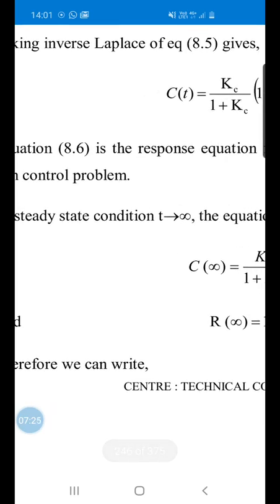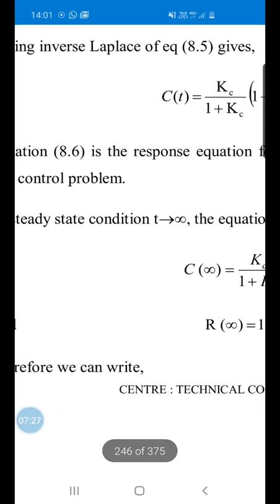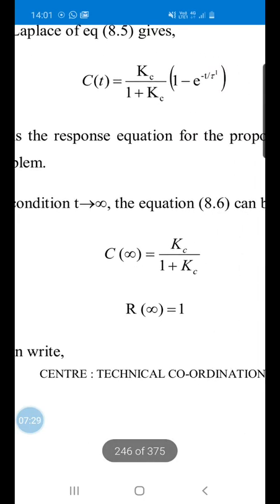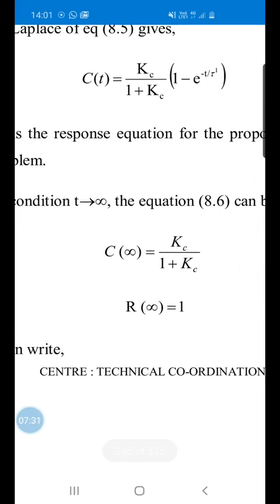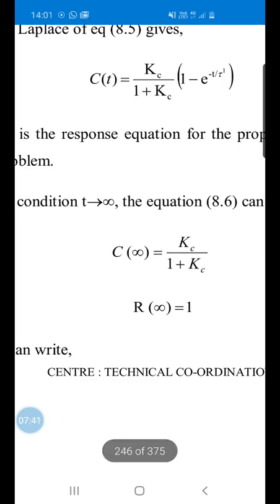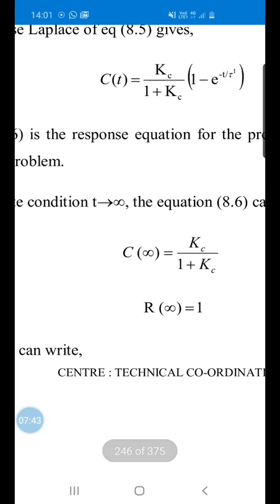Now what you have to find out? You have to find out the steady state value of the controlled variable at t equal to infinity. So if we put t as infinity in c of t, you will get Kc upon 1 plus Kc. What will be r infinity? You know that a unit step change is introduced into the set point. So r infinity is 1.